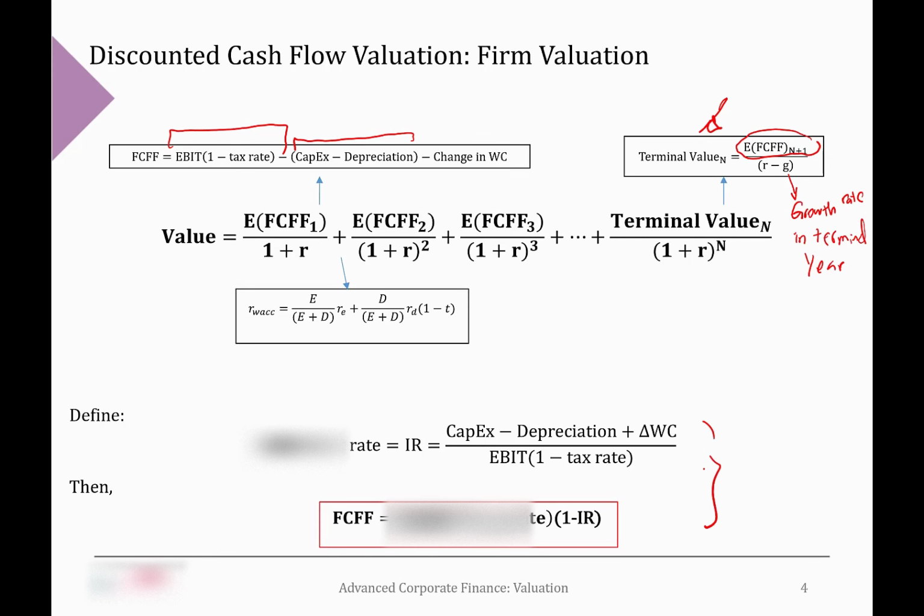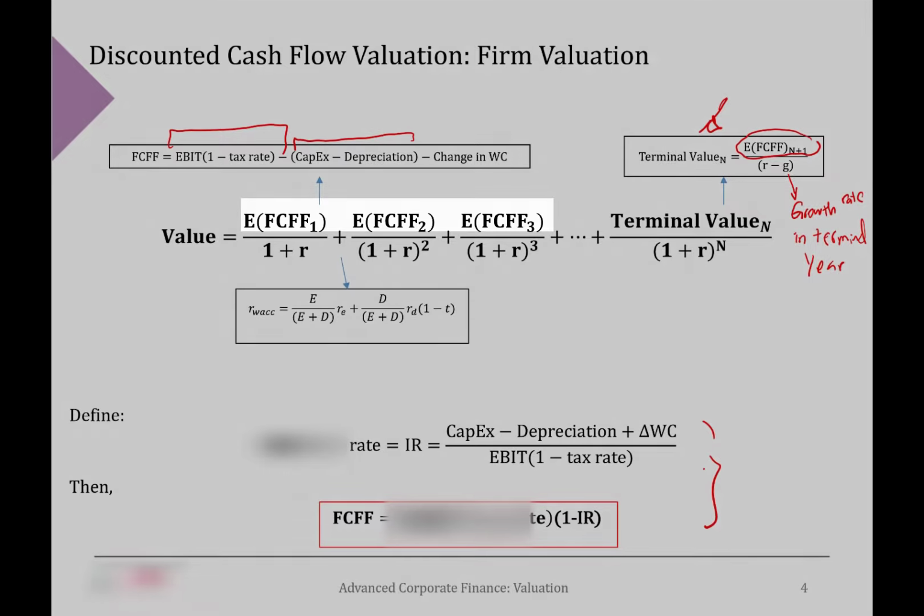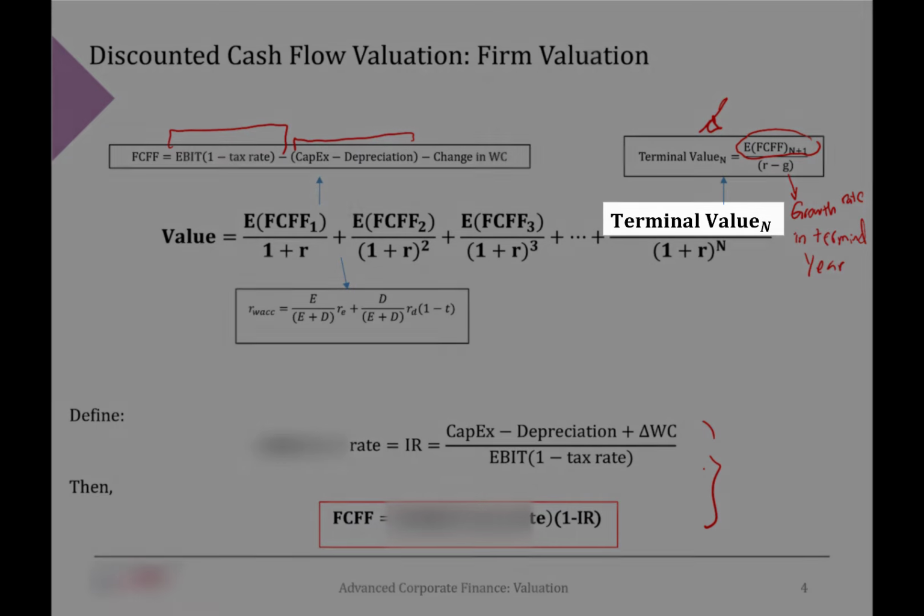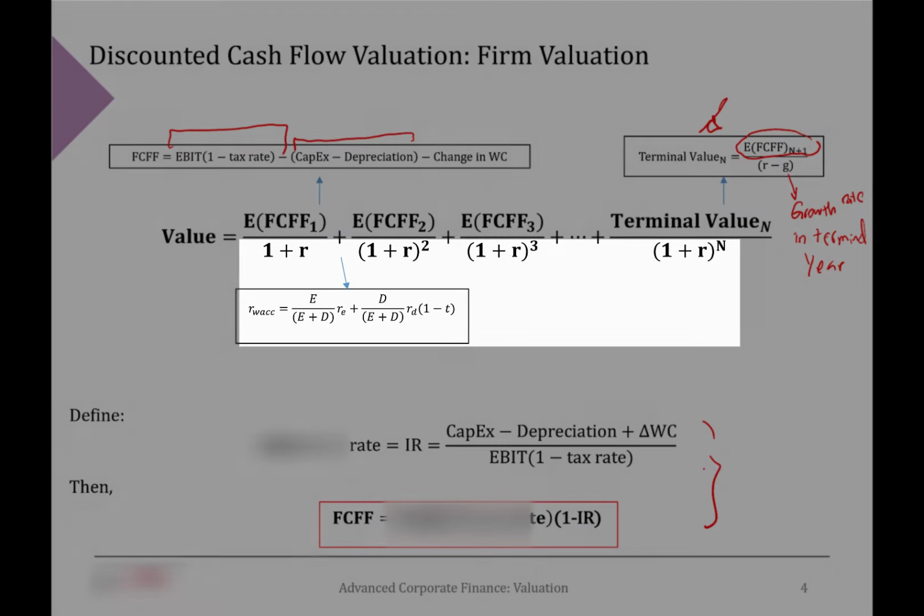So there are 3 main ingredients in computing a DCF value. First, estimating free cash flows. Second, estimating the terminal value. And third is estimating the cost of capital.